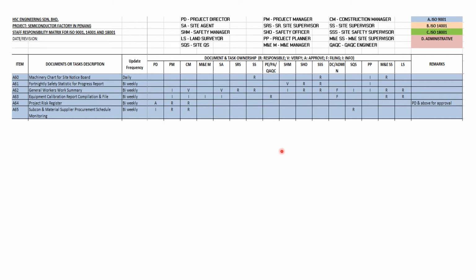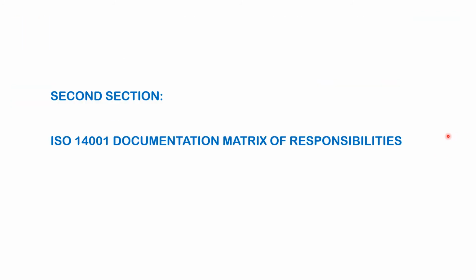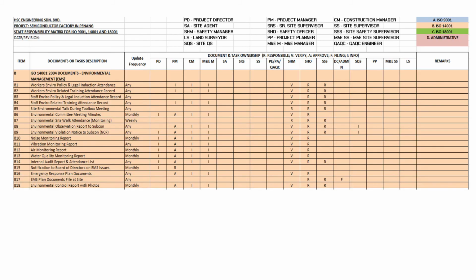So these are the first part for the ISO 9001. We have the second section. This is the ISO 14001 documentation matrix of responsibility. ISO 14001 is the environmental management system, the EMS. This is a typical document that is required for the compliance of the ISO 14001.